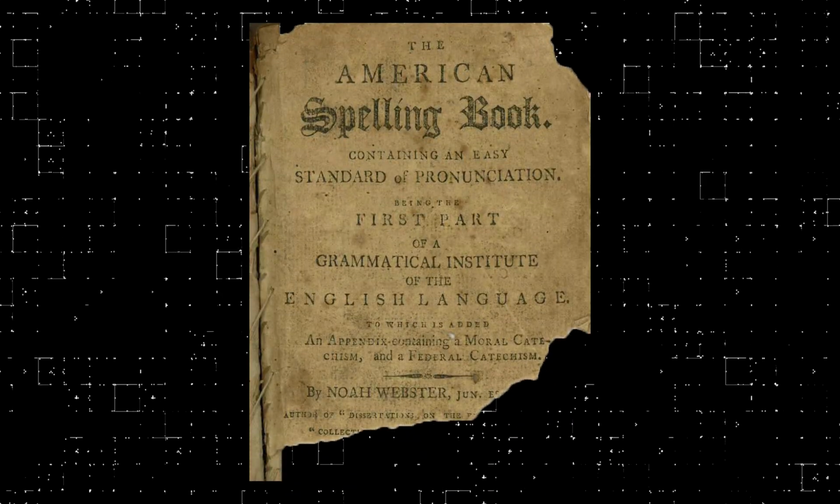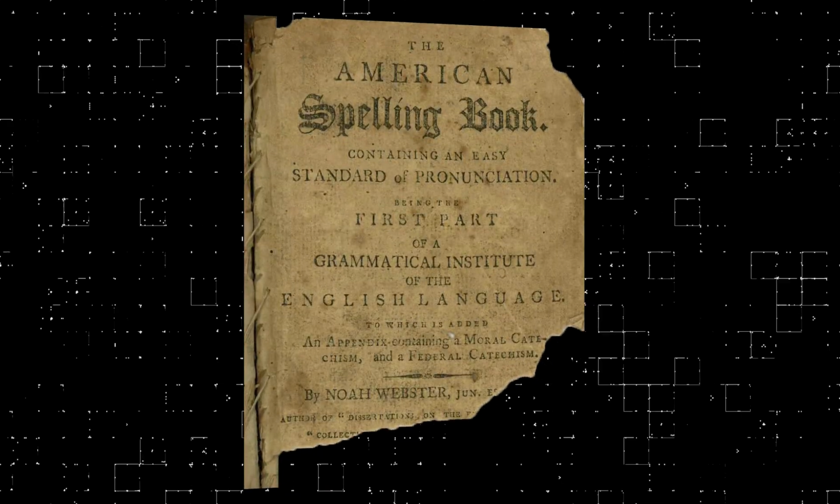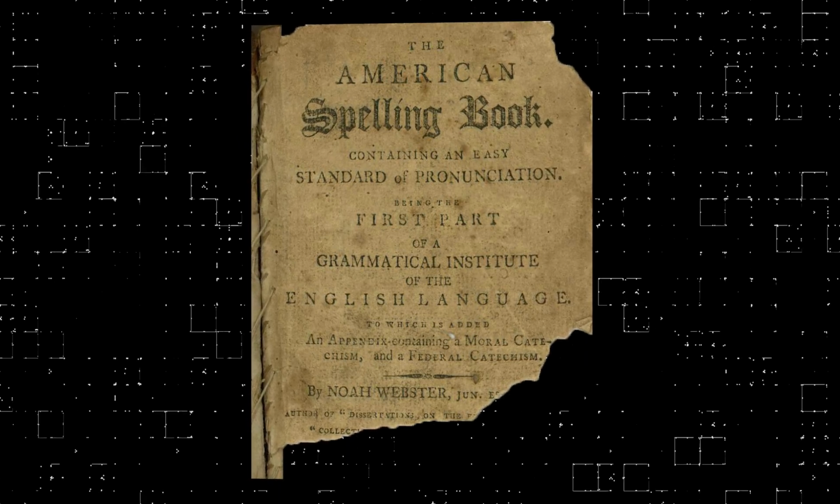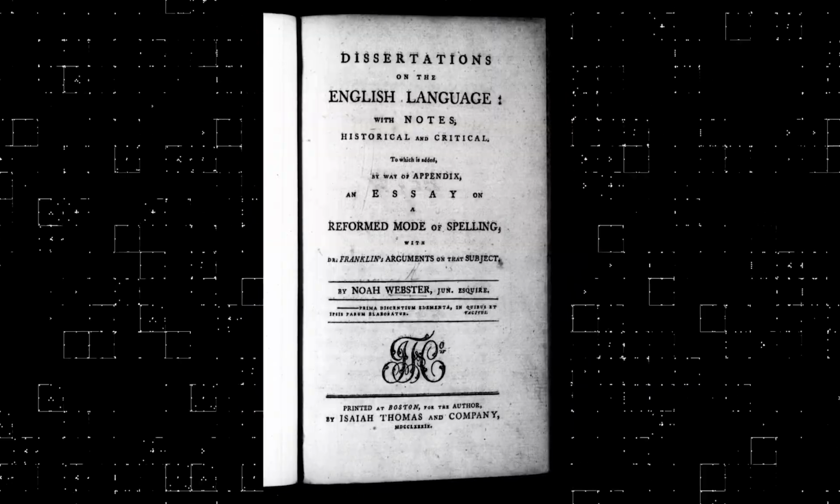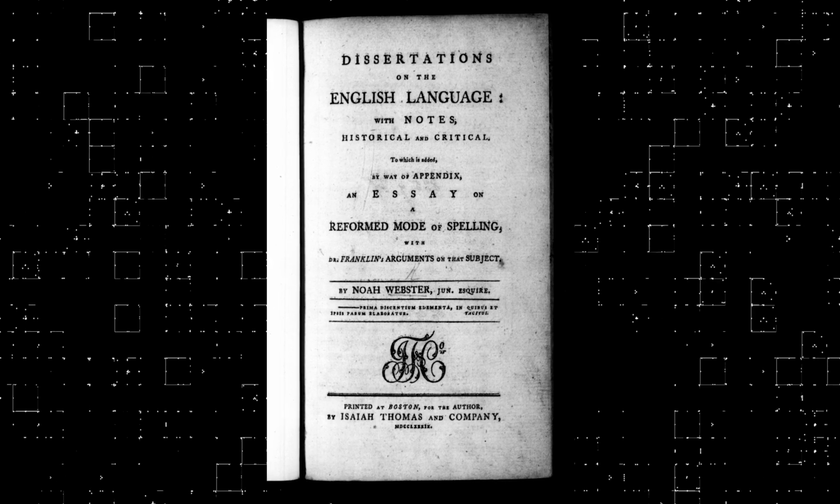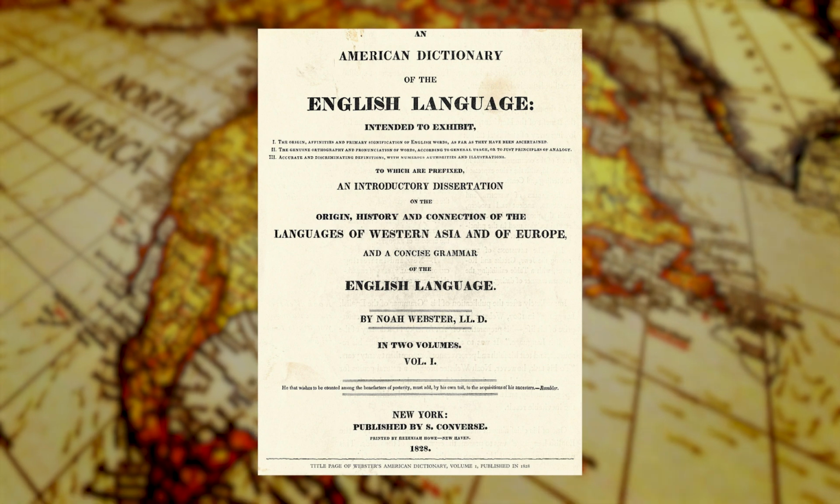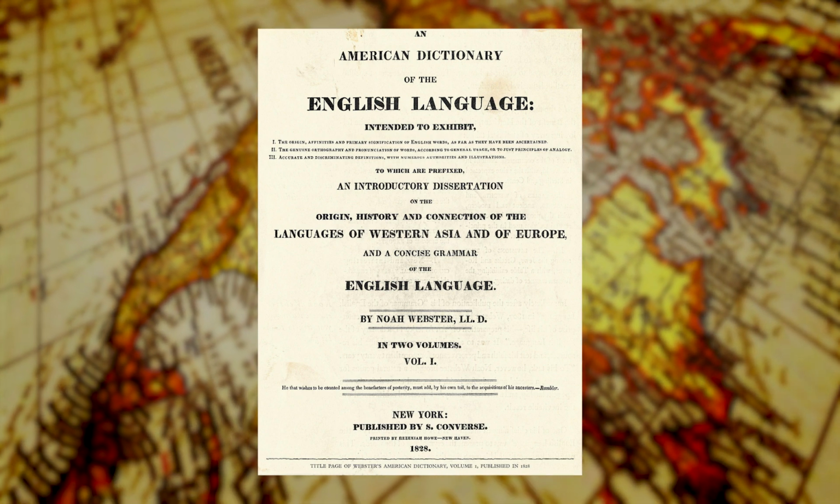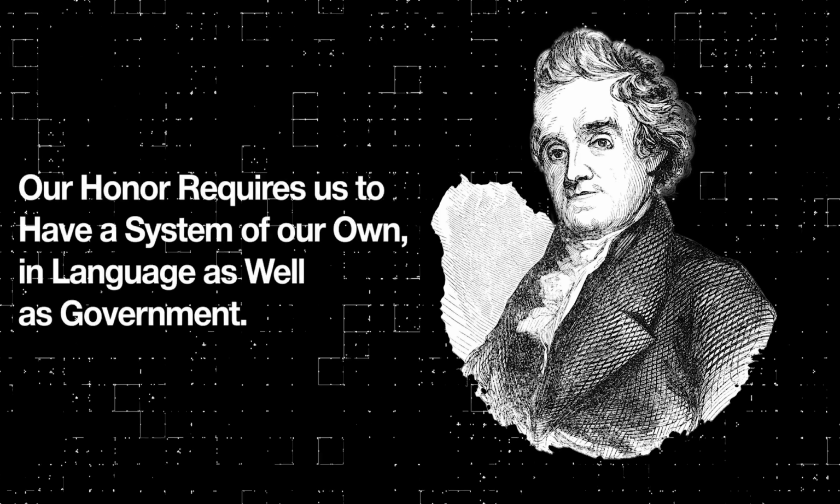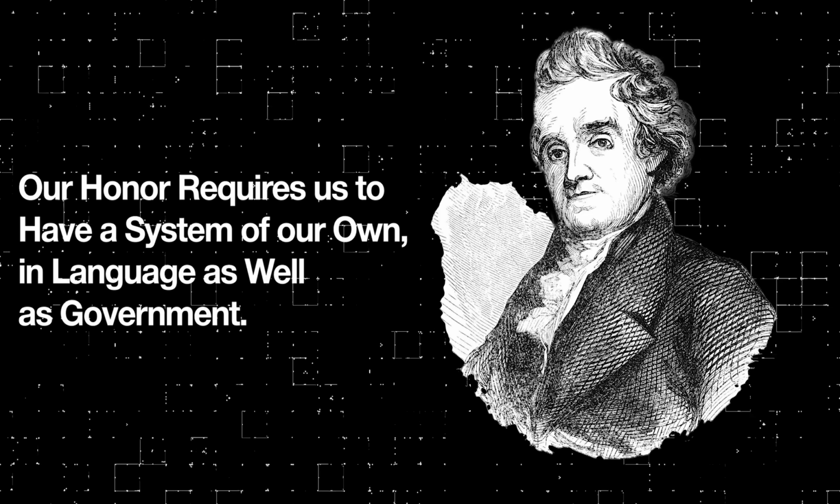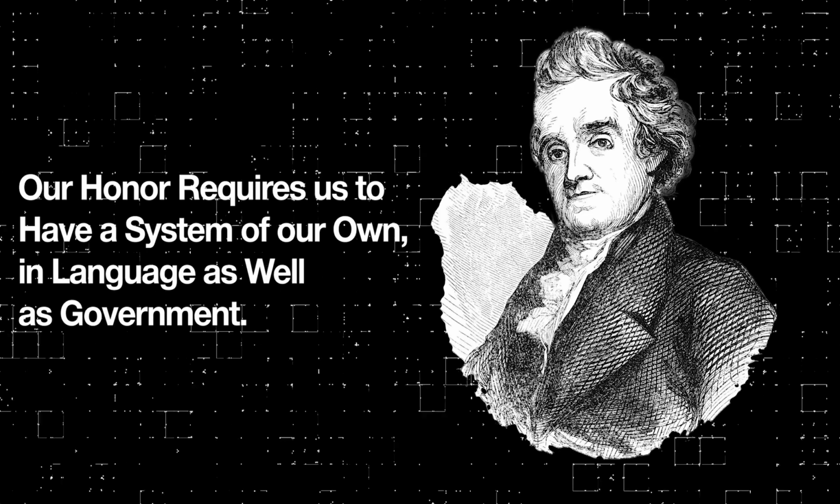In 1783, he introduced his spelling book, championing a spelling system distinct from British English. His efforts continued with the release of his Dissertation on the English Language in 1789 and culminated in the publication of an American Dictionary of the English Language in 1828. Webster's profound patriotism shone through his works, encapsulating his statement, "Our honor requires us to have a system of our own, in language as well as government."